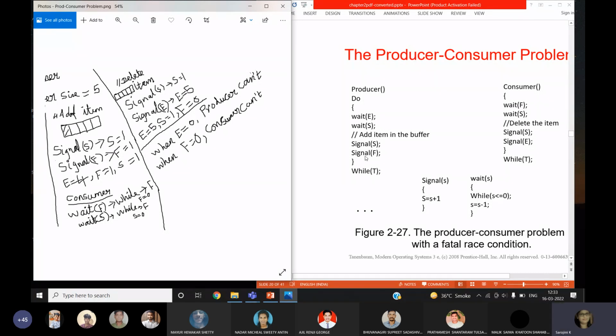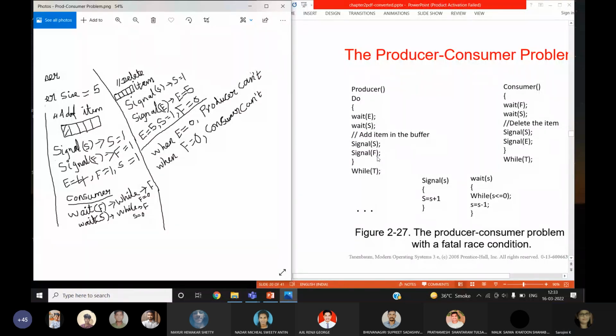Then the producer will execute signal of F. Initially F is equal to 0. Now F will be incremented by 1. Now F is equal to 1. So F equal to 1, S equal to 1, E equal to 4.